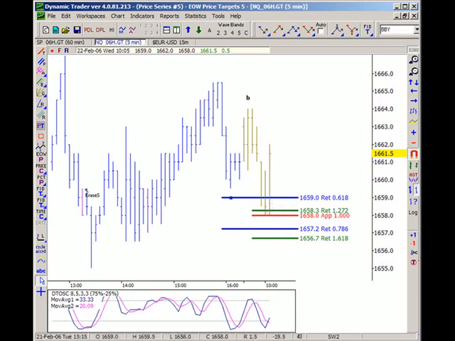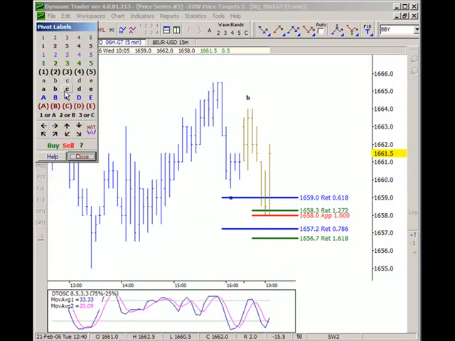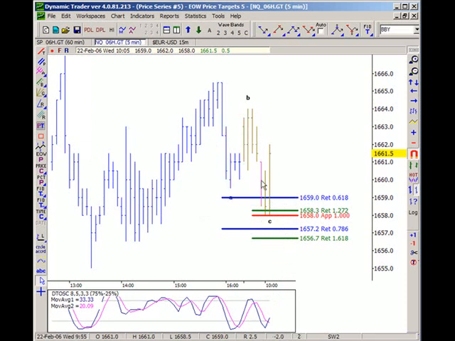All the conditions are in place. Probable ABC right into our wave C target zone. We got a nice corrective pattern. We have our indicators turned bullish, and the low is made just right in that 1-point zone for a wave C low.